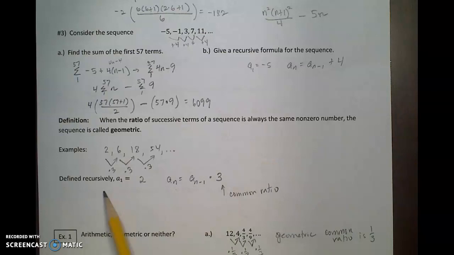To define it recursively, then we're going to make a statement about a term. So the first term is 2, and to find every term after that, you're going to take the previous term and multiply it by 3. Right? So that's the pattern. To get to the next term, we are multiplying by this common ratio.